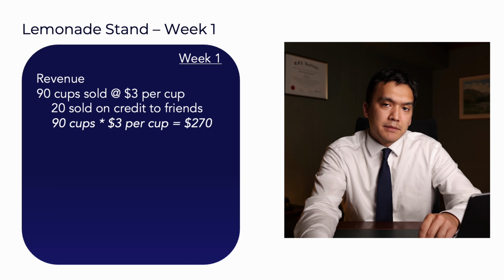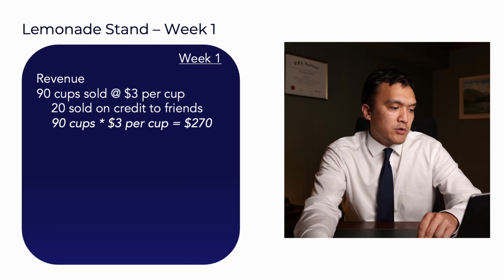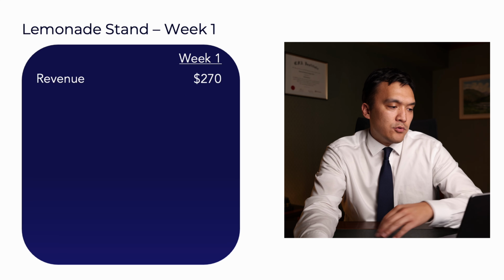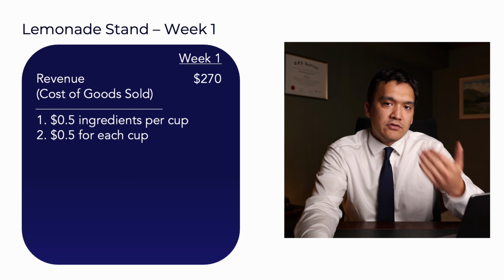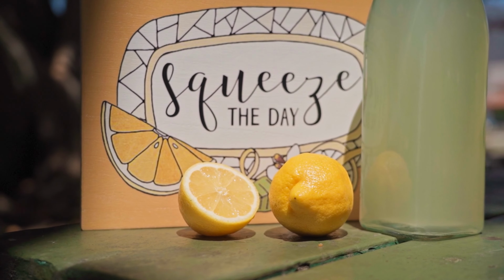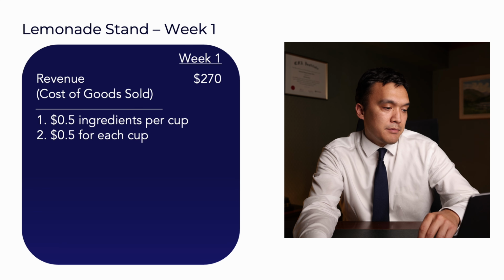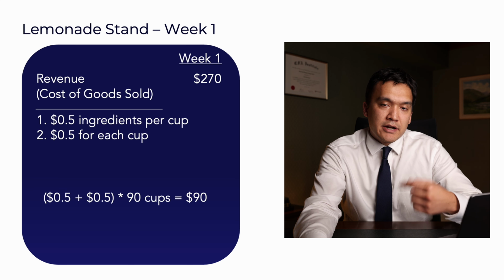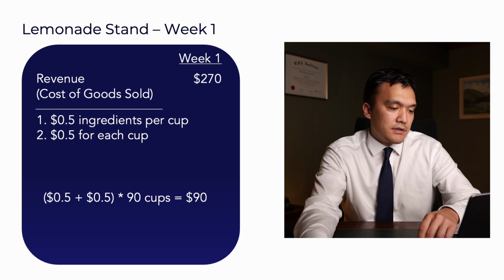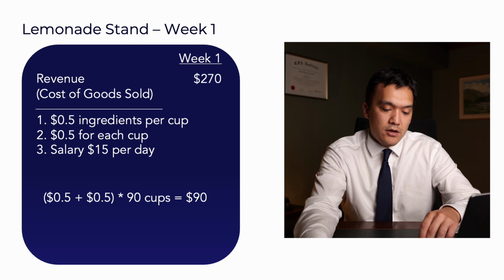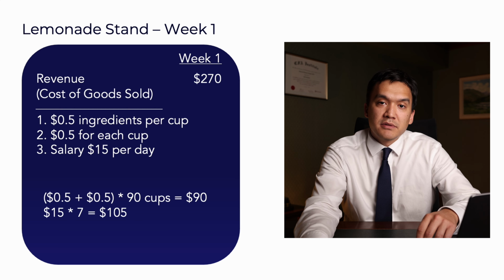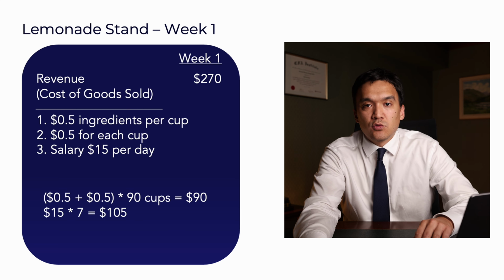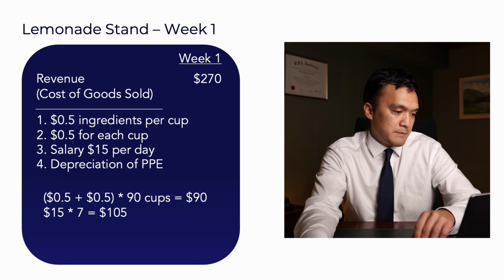So we can record all 90 cups as revenue. 90 cups multiplied by $3 per cup equals $270. Then we have cost of goods sold. Here we have 50 cents of ingredients per cup and 50 cents for each plastic cup. So we have $1 of raw materials per cup multiplied by 90 cups. We have $90 of raw material expenses. Then we have salary expenses, which are $15 per day. So we multiply $15 by 7 days and get $105 of salary expenses.